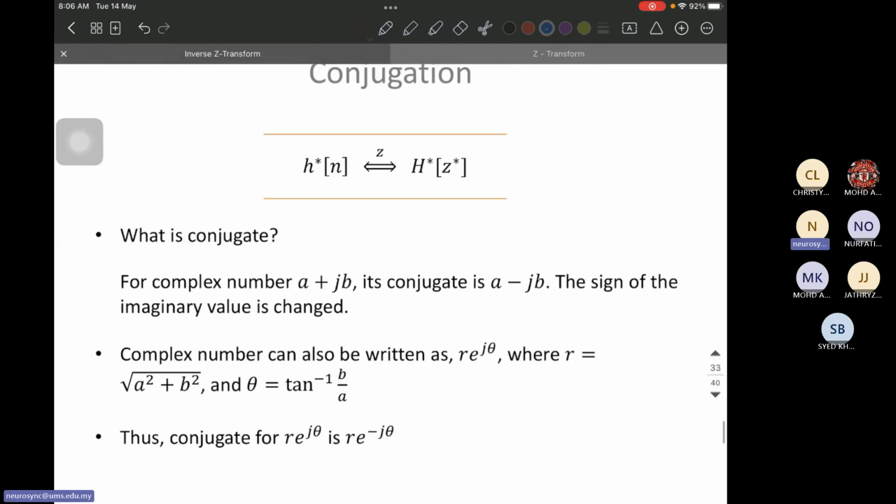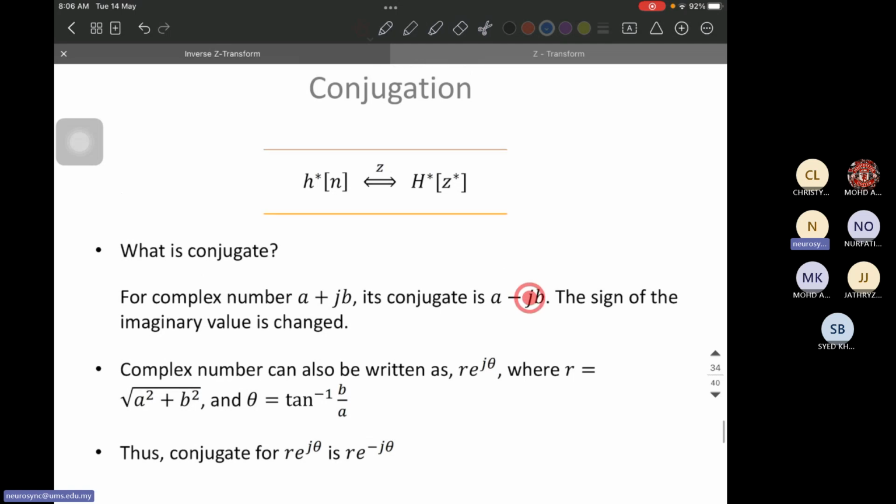So then the next property is conjugate. Conjugate is like, if we are having the complex number a plus jb, its conjugate is a minus jb. So the only sign is changing, that is, the imaginary part's sign is changed in the conjugate.